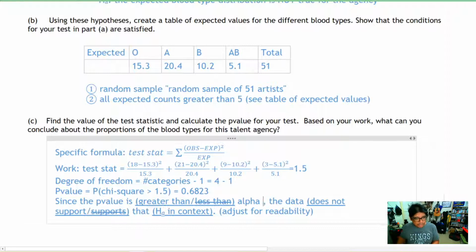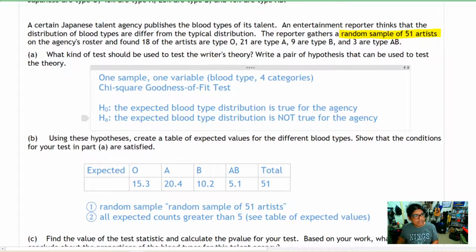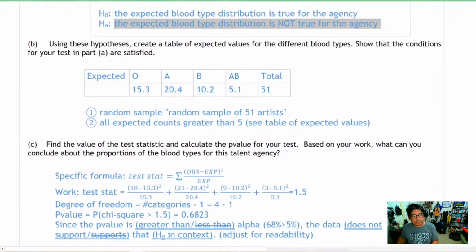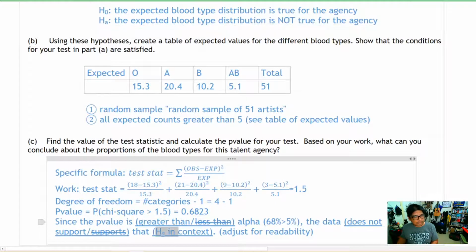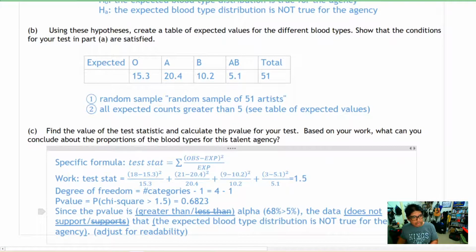And in this case, we should probably write something out. So what do we have? Our p-value was 68%. So 68% is greater than our normal 5%, and it does not support that. Let's copy and paste here. The expected blood type distribution is not true.